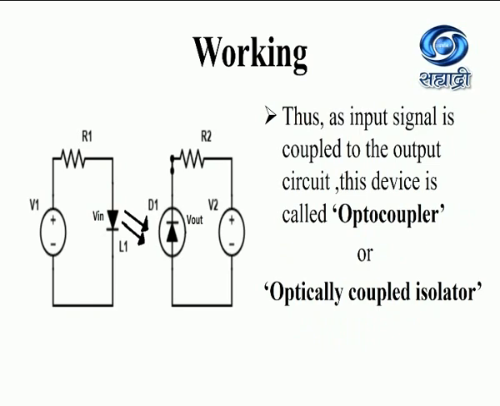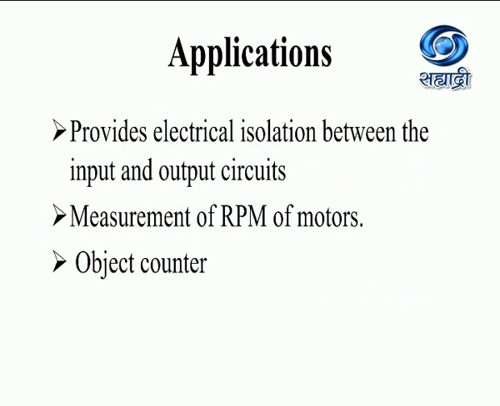That's why this device is called an optocoupler, or it is also called an optically coupled isolator, because this circuit is used for isolation between two circuits. Applications of optocoupler: it provides electric isolation between the input and output circuits. So if we want to isolate two circuits, we can use this optocoupler between input and output circuits.